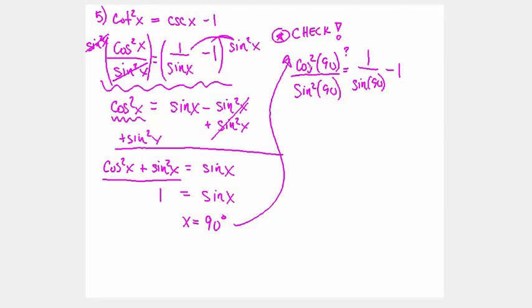Let's go ahead and evaluate this. Cosine of 90 would be 0, so if you square it, you get 0 over sine of 90, which is 1, but 0 over 1 is 0. So we have 0 on the left side. On the right side, we have 1 over the sine of 90. Sine of 90 is 1, so 1 over 1 is 1, minus 1 is 0. So it works fine. All that means is that 90 degrees is our solution.